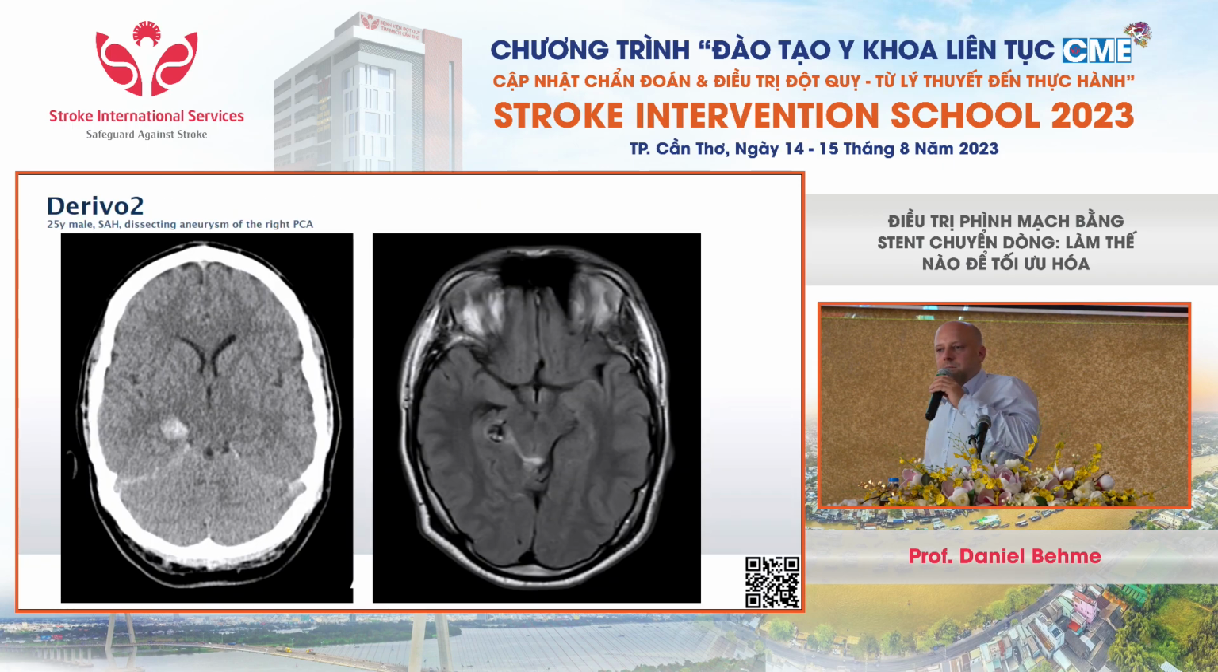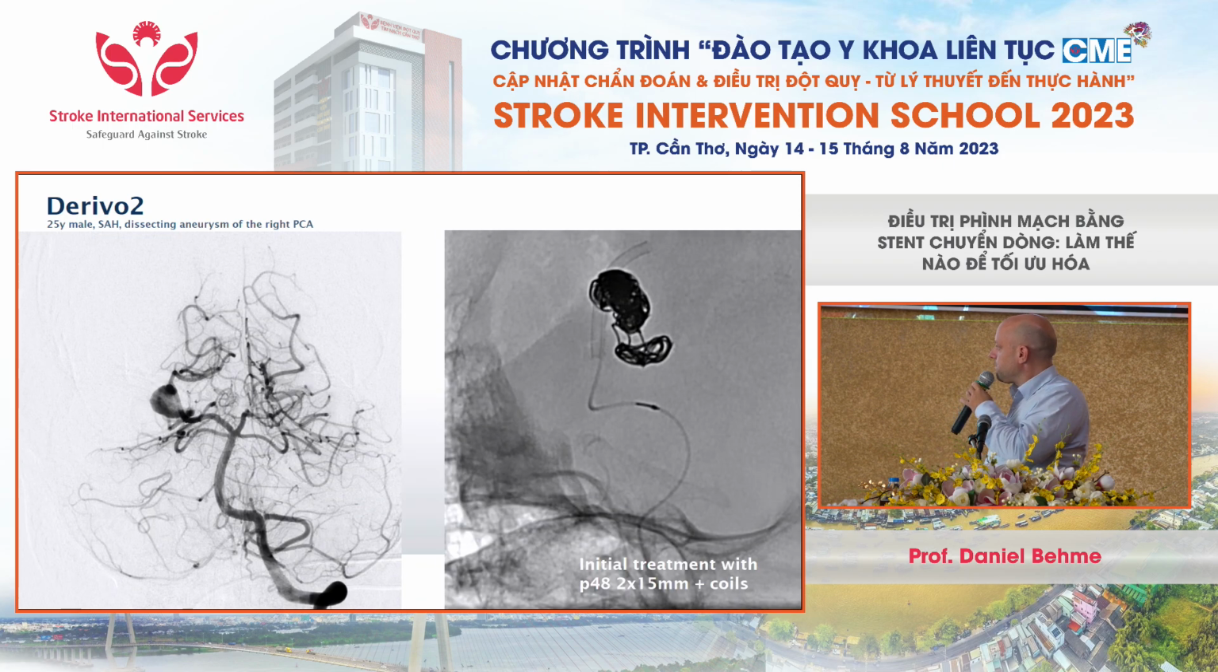Just to show you an example of what I just said with this partially thrombosed aneurysm case that presented in my clinic last year: a young male patient with SAH from this PCOM aneurysm, which looked, for me at least, like a dissecting posterior circulation aneurysm, a PCA aneurysm on the right. I treated it with coiling and flow diverter.